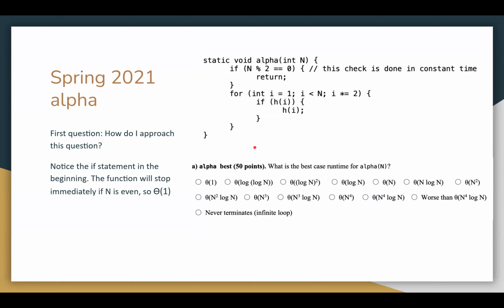So we're first looking at the if statement at the top. If n modulo 2 is equal to 0, the function will immediately return and stop. So this is our best case, which is theta 1, constant time.